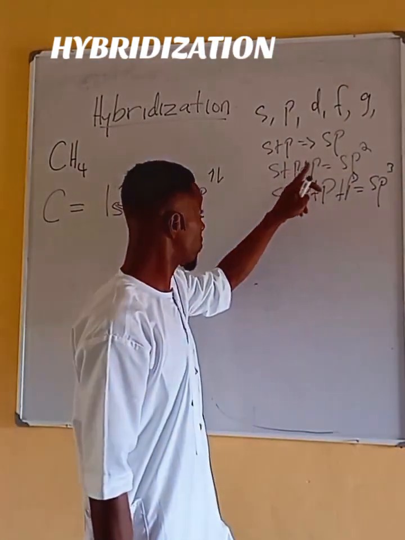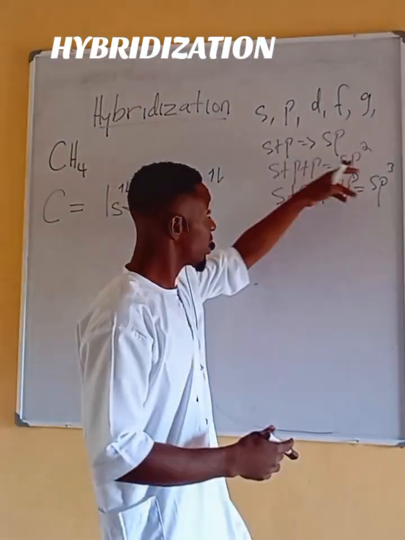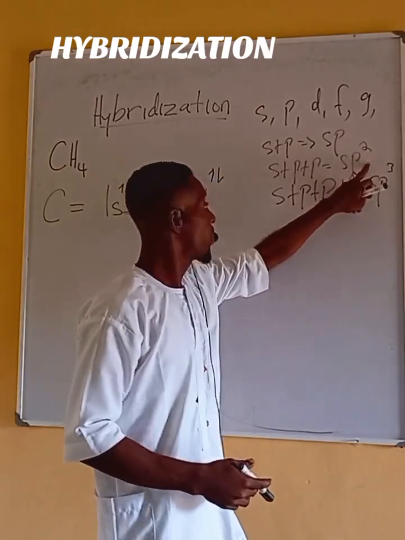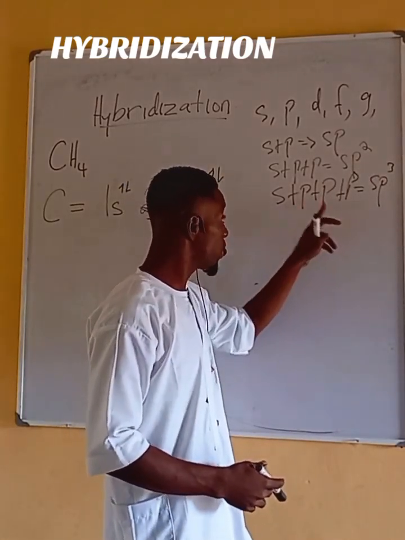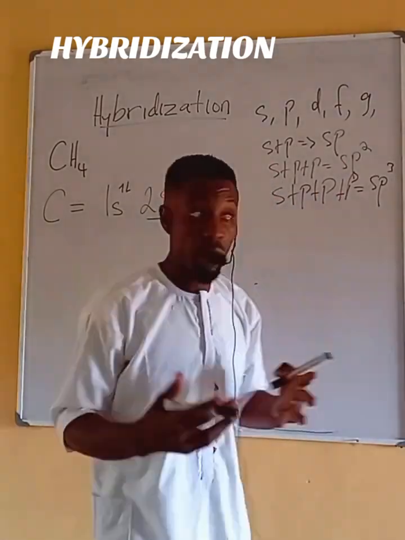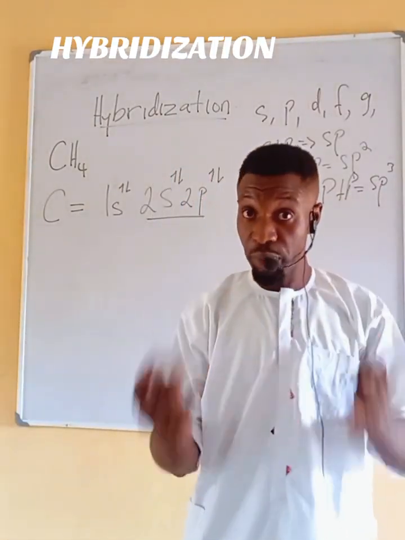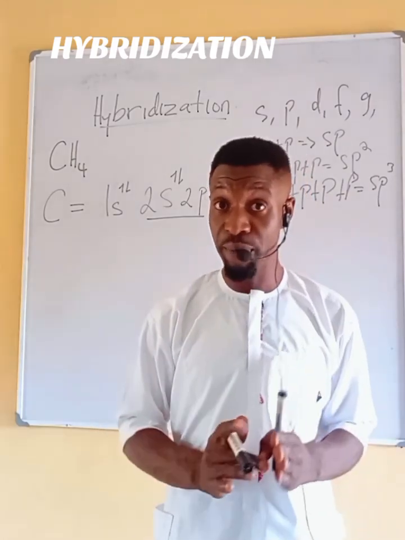s plus p plus p will give you sp2, telling you that this is a new hybrid orbital known as sp2. You have s plus p plus p plus p, the mixing of an s orbital plus 3 p orbitals, known as sp3, as the new hybrid orbitals. So that's just the concept of hybridization.